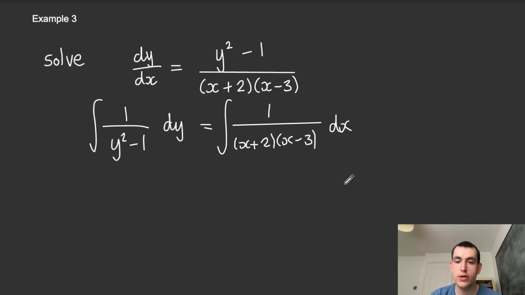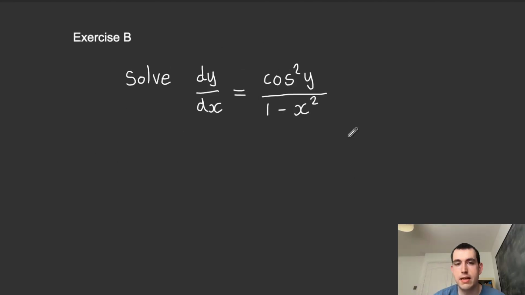So as I say, I'm not going to go through that full example because we've seen that type of integral before. If you can integrate that, then you can solve the differential equation. And then back to you. Could you solve dy/dx is equal to cos squared y divided by 1 minus x squared?